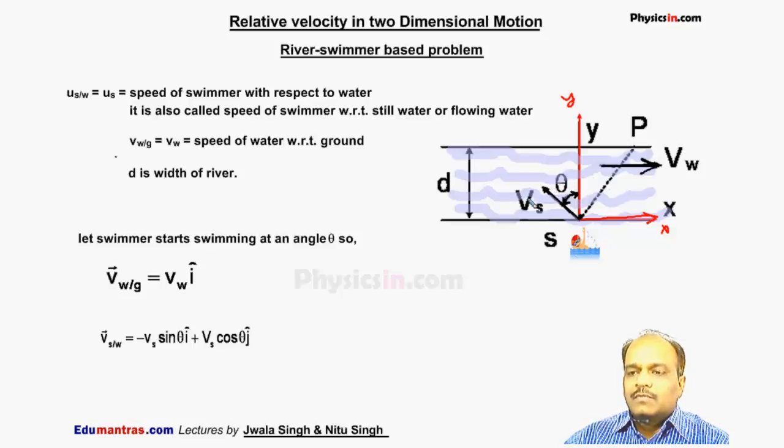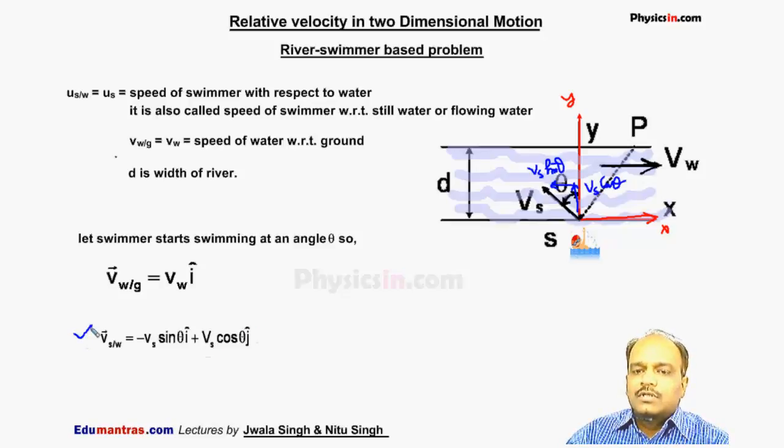Vs is the speed of the swimmer with respect to the water. So if the swimmer starts swimming at an angle theta, the velocity of the swimmer with respect to water has two components, one in this direction and the other in this direction. This component is Vs sin theta and this component is Vs cos theta. The component Vs sin theta is along the negative x-axis, so it is minus Vs sin theta i cap, plus the vertical component Vs cos theta j cap.